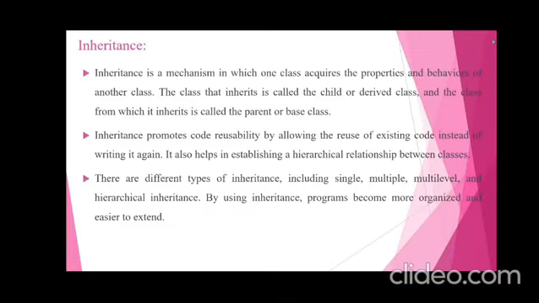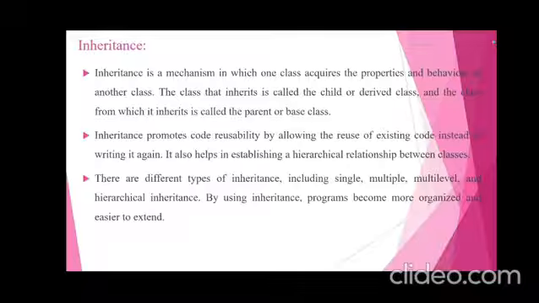The class that receives the properties is known as the child class or derived class. The class that provides the properties and methods is called the parent class or base class. So inheritance helps in reusing existing code by creating a relationship between classes. The next point is, inheritance promotes code reusability by allowing the reuse of existing code instead of writing it again. It also helps in establishing a hierarchical relationship between classes.